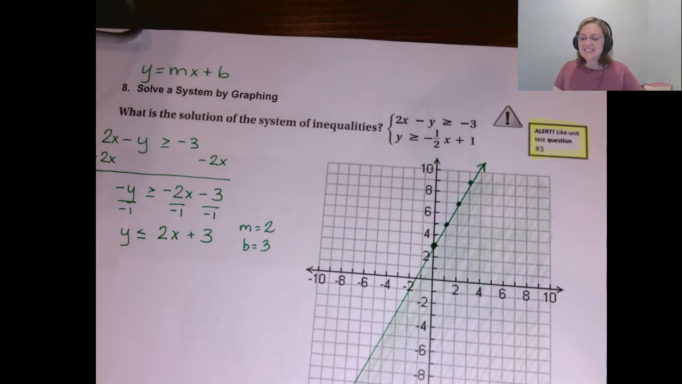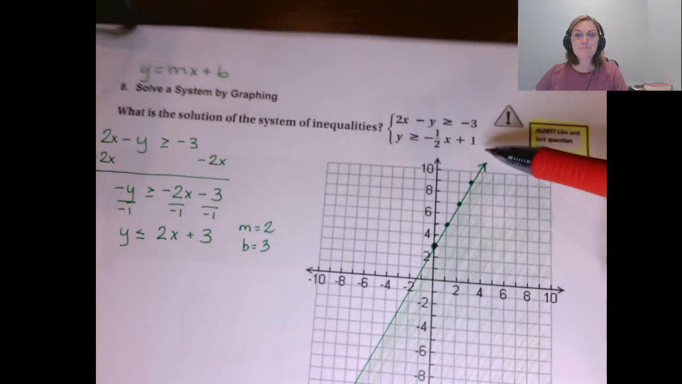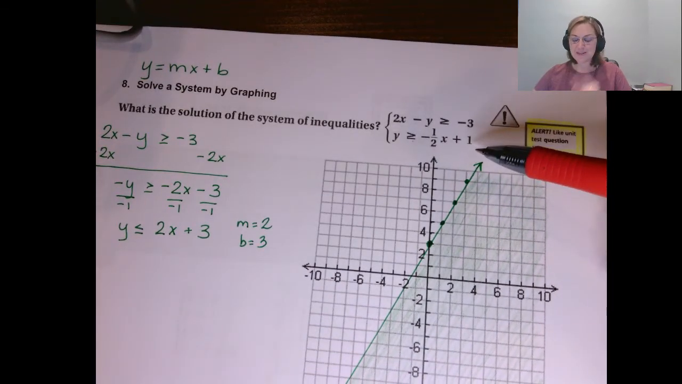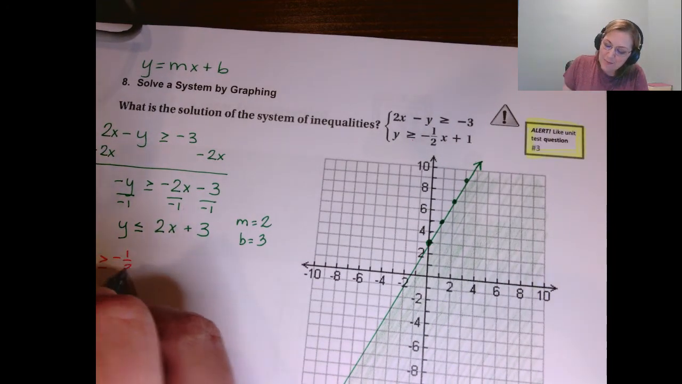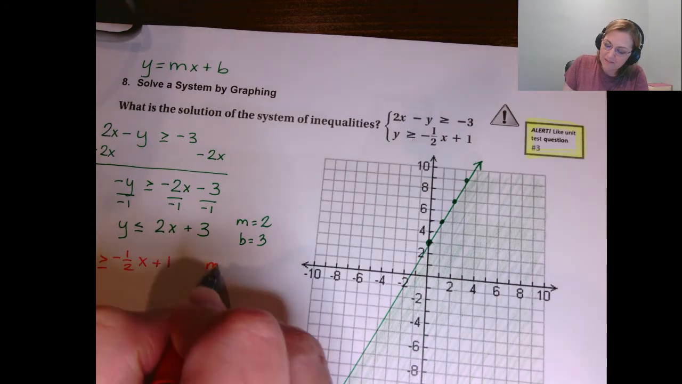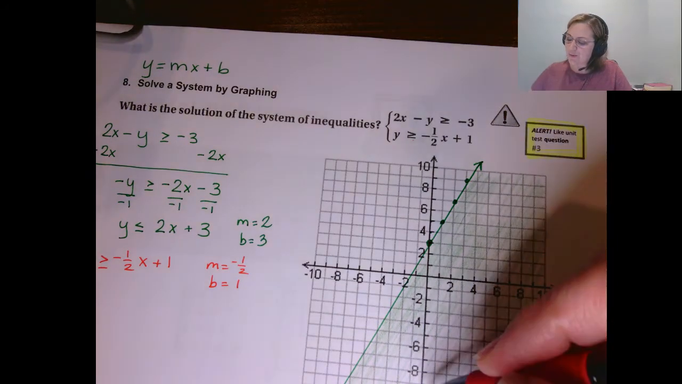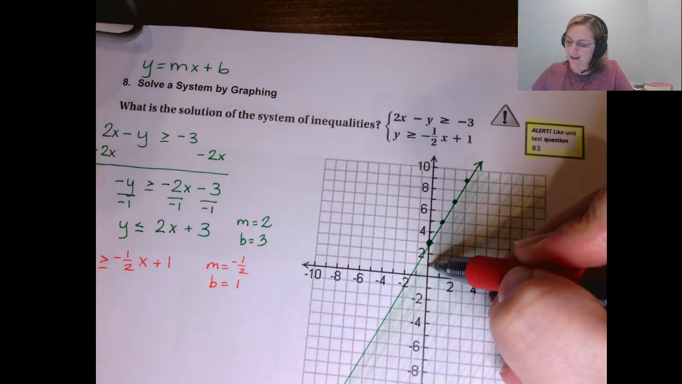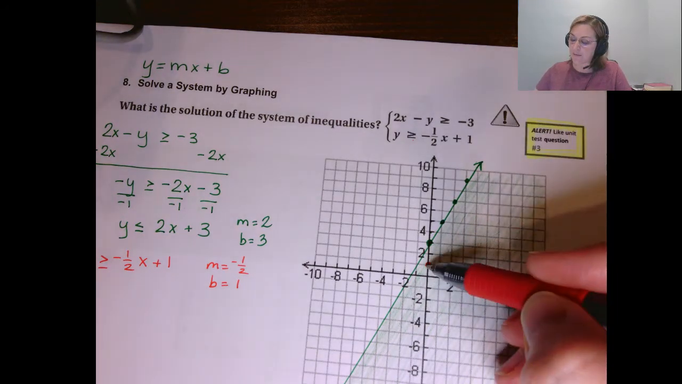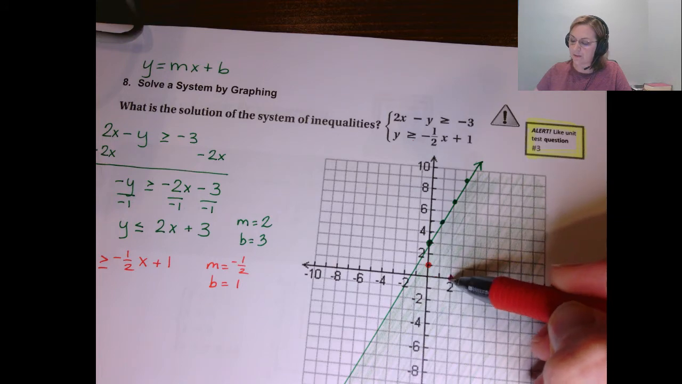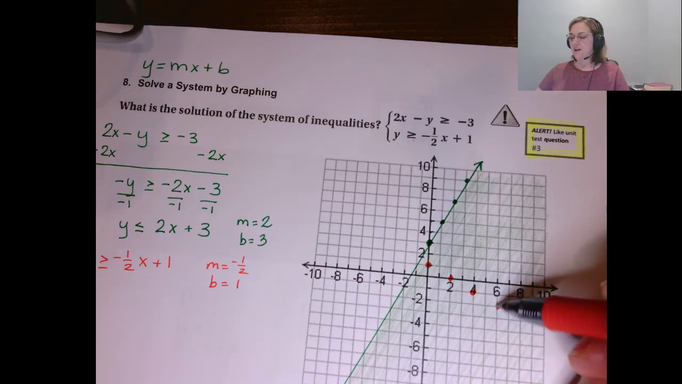All right, let's look at the next one. Then we've got to graph y is greater than or equal to -1/2 x plus 1. Now this one, the work's already done for us, so we can easily see that my slope is -1/2 and my b, or my y-intercept, is 1. So this means I go on my y-axis to 1, put my dot for my y-intercept. Now my slope being -1/2, that means I'm going down 1, right 2. Down 1, right 2.